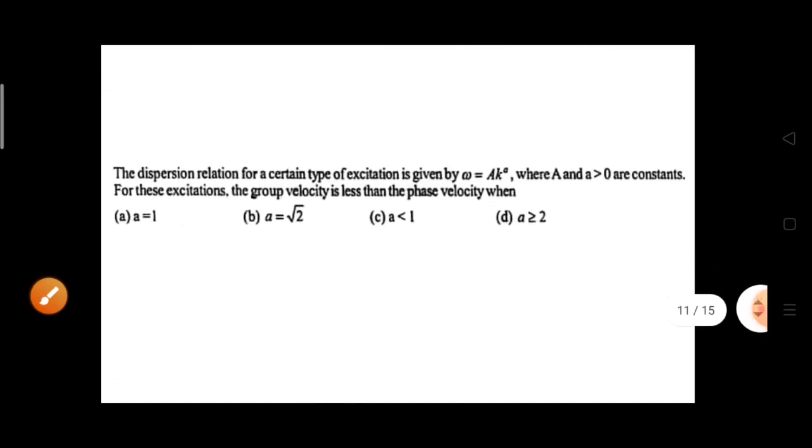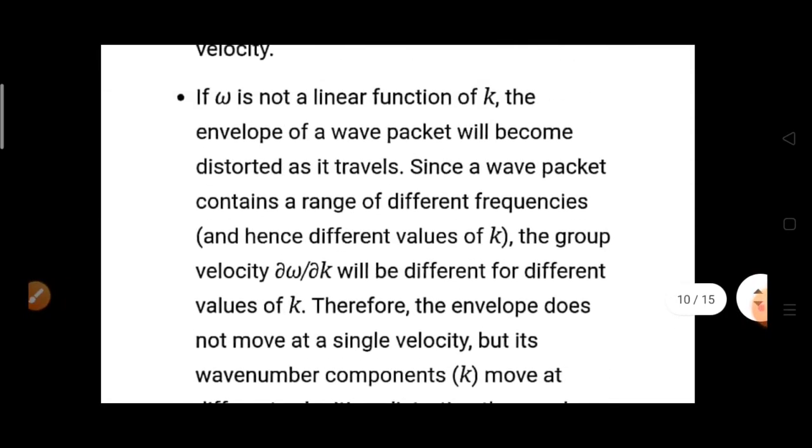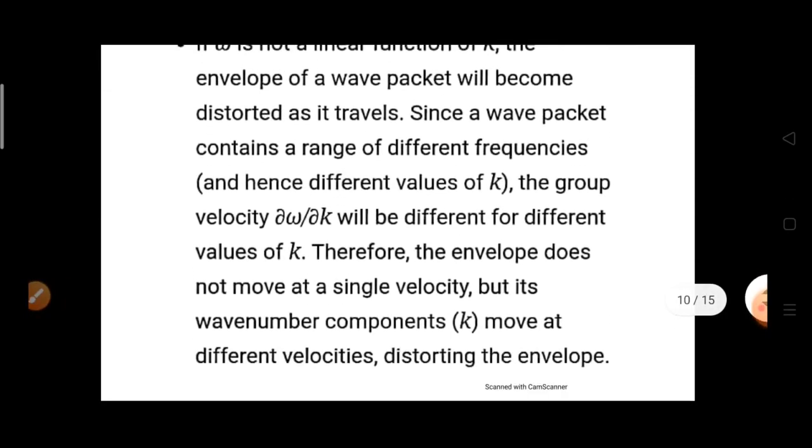Okay, so these are the very practical applications of group velocity and phase velocity, and why these are so important.